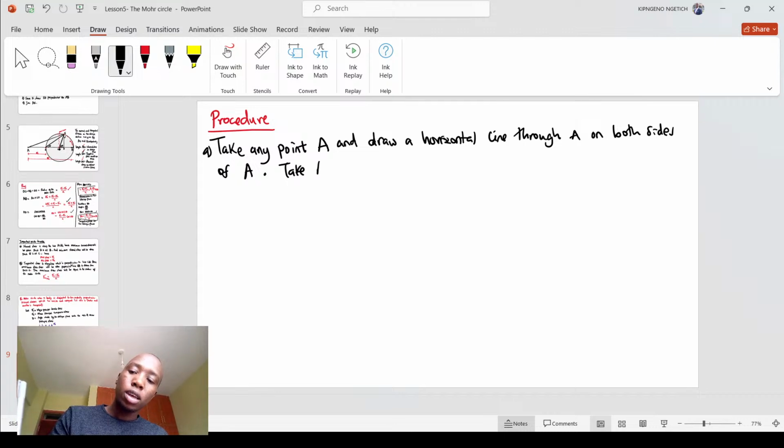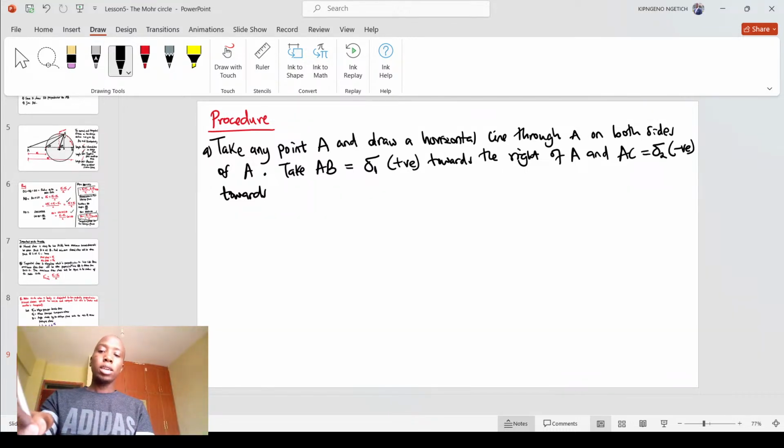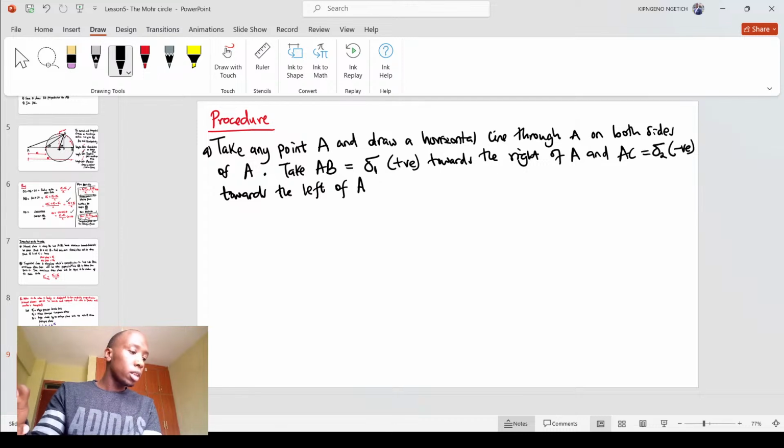Take AB equal to stress 1, which is positive, so let that be towards the right of A. And AC be the stress 2, the minus stress, which is negative, towards the left of A, to some suitable scale.